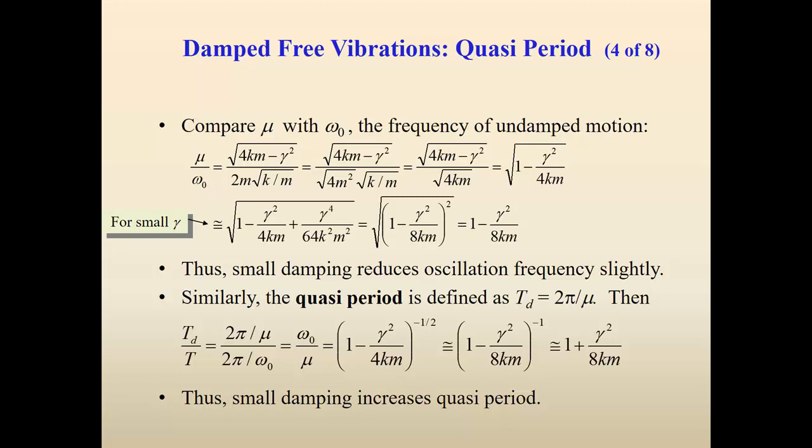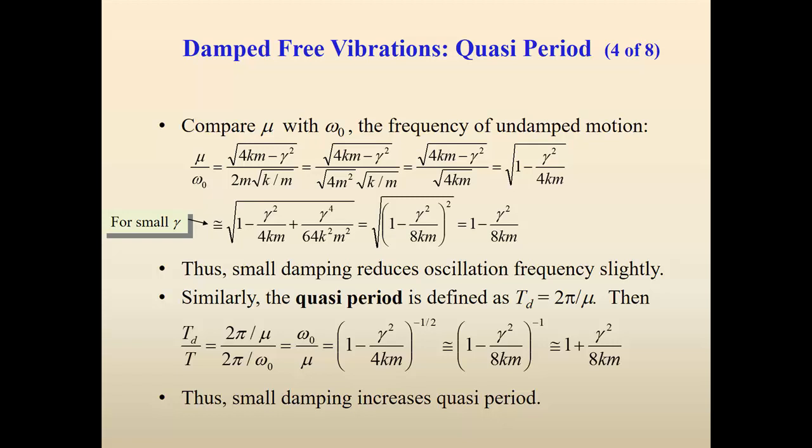So 1 minus gamma squared over 8km is a good estimator of how the quasi-frequency compares to the natural frequency, the undamped motion. Notice if I have no resistance, gamma is equal to 0, I get a ratio of 1. They're exactly equal to each other. But as I add more and more resistance, mu is getting smaller and smaller.